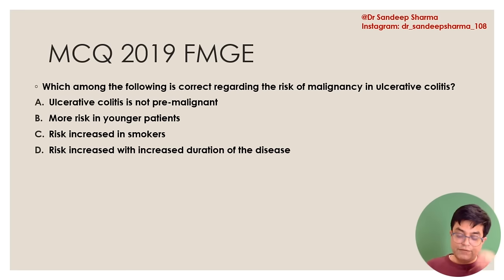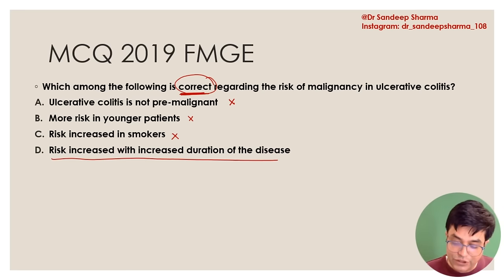Then we have an MCQ from 2019: which among the following is correct regarding the risk of malignancy in a patient of ulcerative colitis. Let us go one by one. They are asking the correct statement. Ulcerative colitis is not pre-malignant is a wrong statement. More risk in younger patient is a wrong statement because it occurs in long-standing disease. Risk is increased in smokers, wrong. Smokers don't get ulcerative colitis, so malignancy will not occur either. Risk is increased with increased duration of the disease is the correct statement.